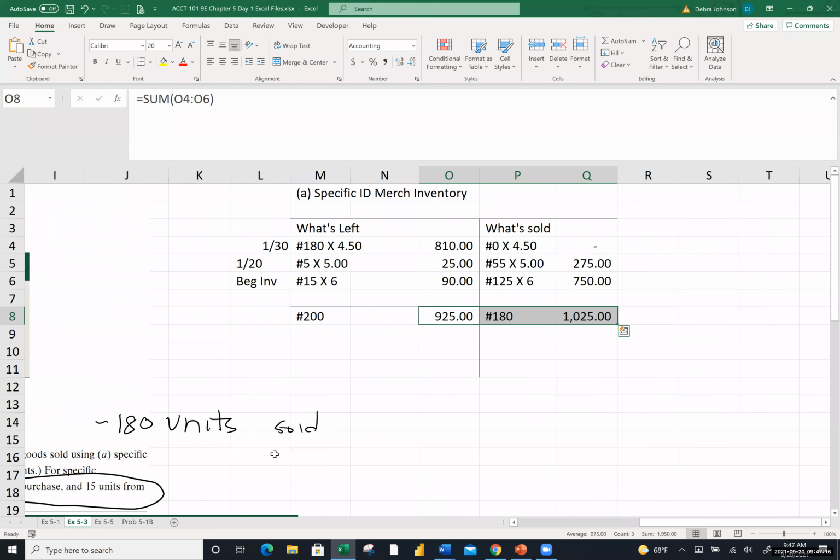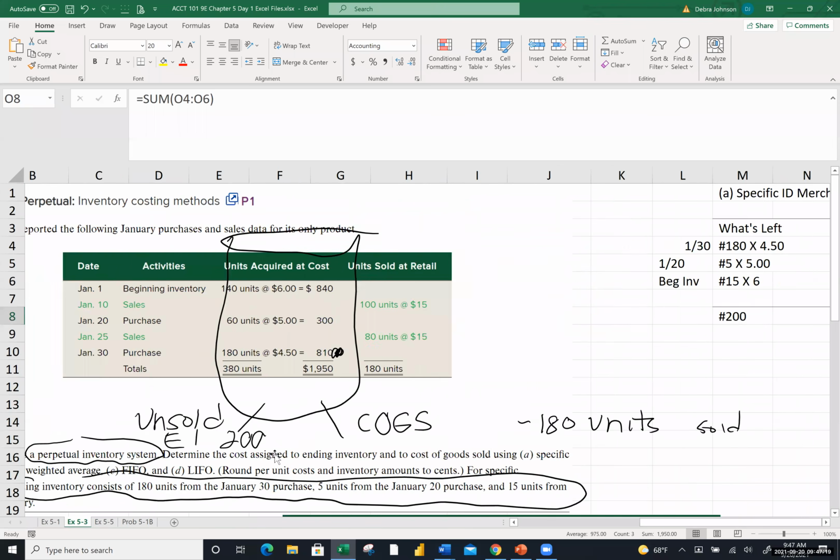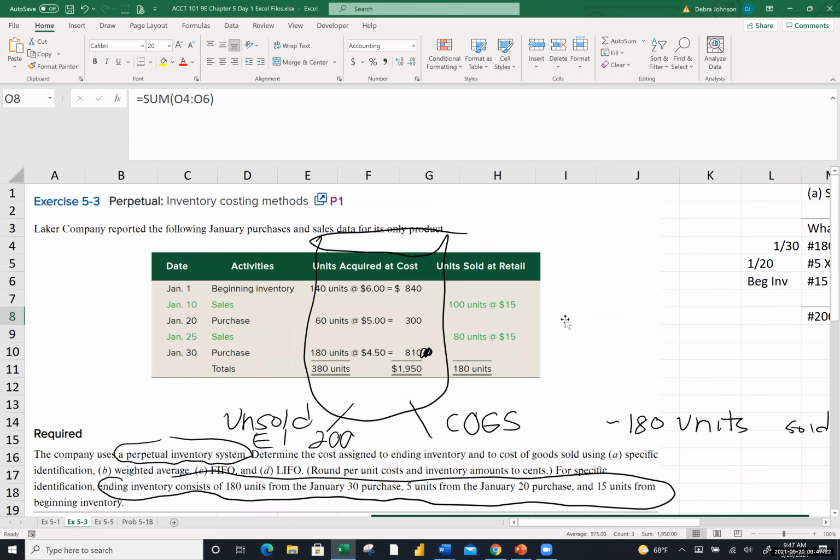Okay, so going back here, sales are always at the retail value. Here's the units sold at retail. If we take a second to come out here to these green numbers, the first sale was 100 at 15. That's going to be 1,500. And the second sale was 80 at 15, or 1,200. So for all of these costing methods, it's not the revenue that's changing. Again, it's not the revenue that's changing. It's the cost of goods sold. So sales for all four of these are going to be 2,700.